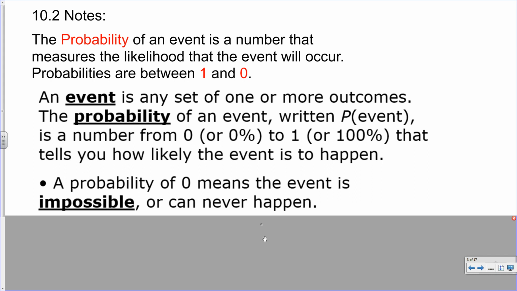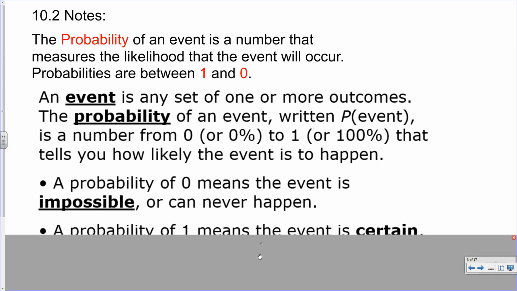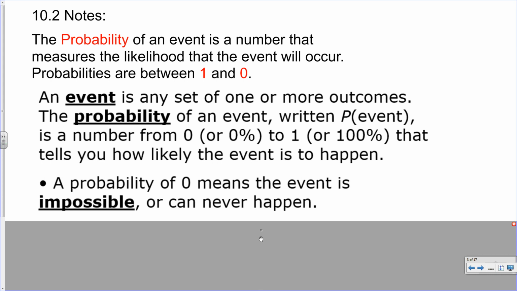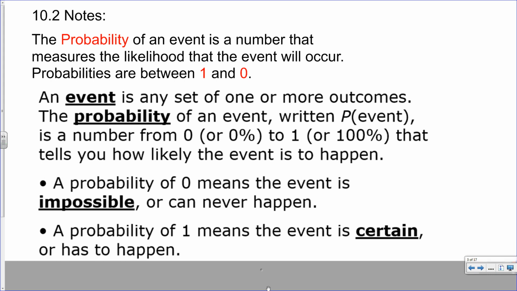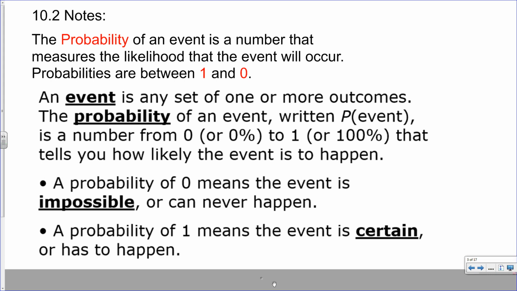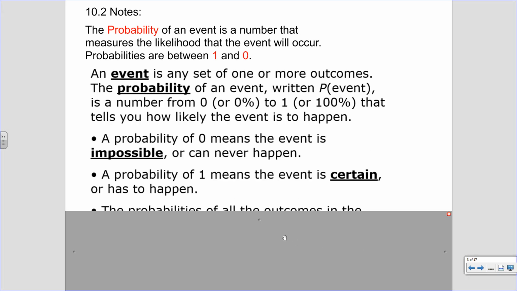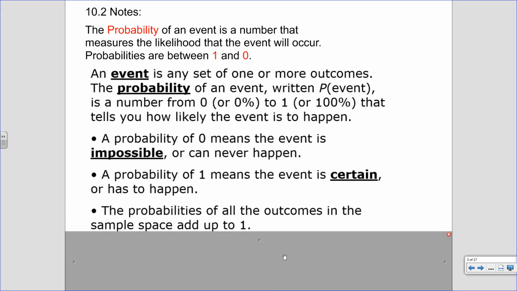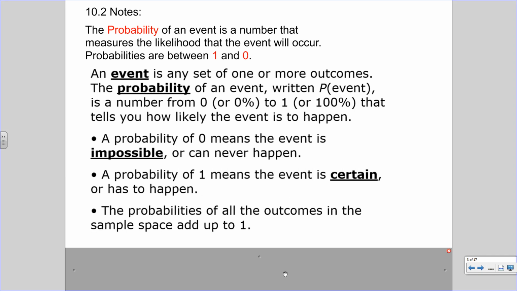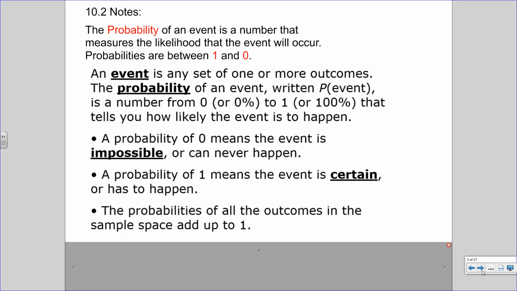Now, a probability of 0 means the event is impossible. It can never happen. So the probability of you doing something that's impossible would be 0. The probability of 1 means the event is certain, or it has to happen. So the probability that the sun would come up this morning is 1. The probabilities of all the outcomes in a sample space always add up to 1, or 100%.